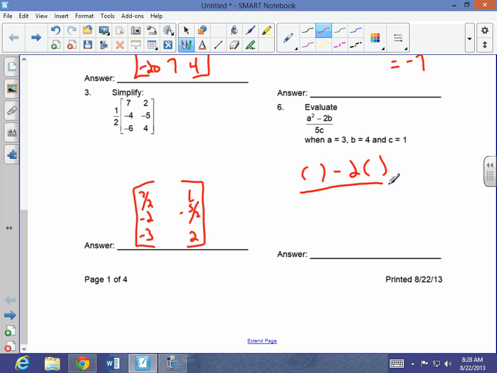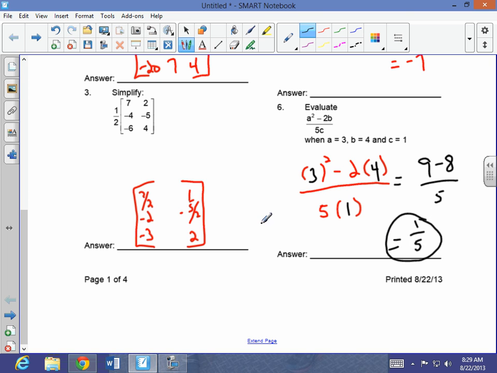I'm rewriting the entire problem, except instead of my letter, I'm putting an empty parenthesis. Where the A is, oops, I forgot my square. Please don't do that. Where the A is, I put 3, so that's 3 squared. My B is 4. My C is 1. So this equals 9 minus 8 over 5, and that equals 1 over 5, 1/5. Do not change that to a decimal. Do not.